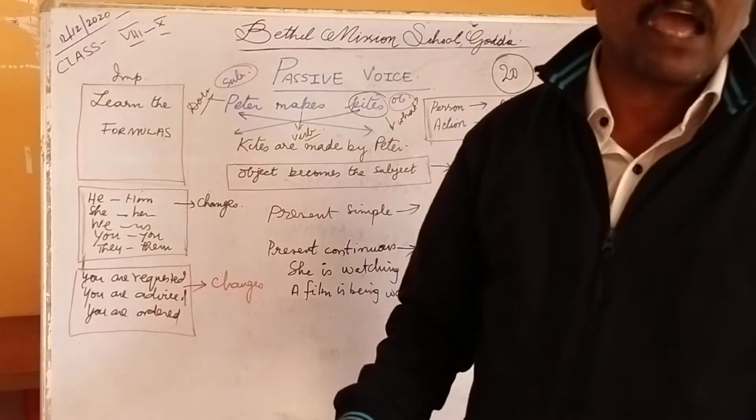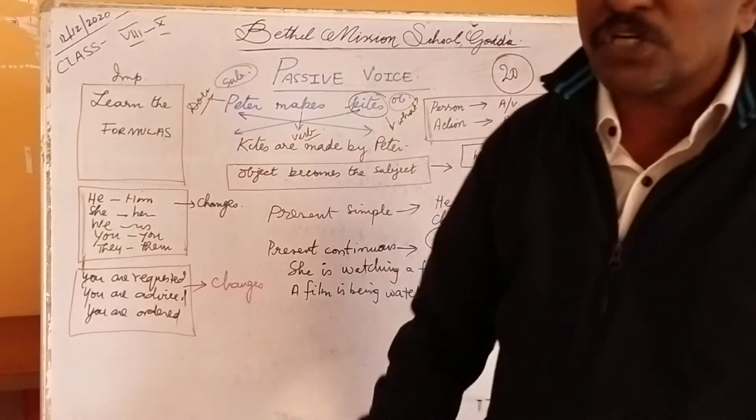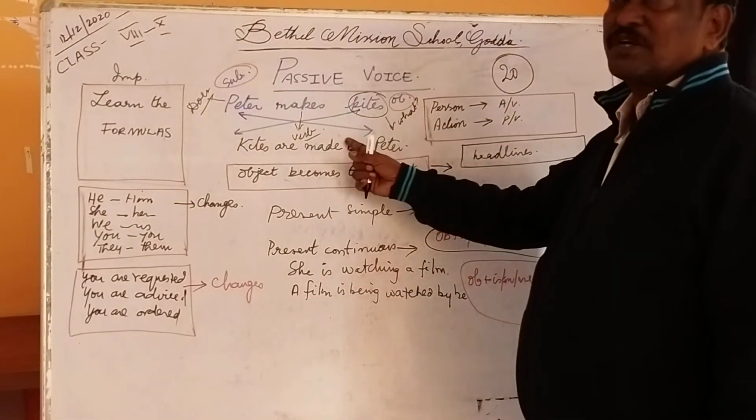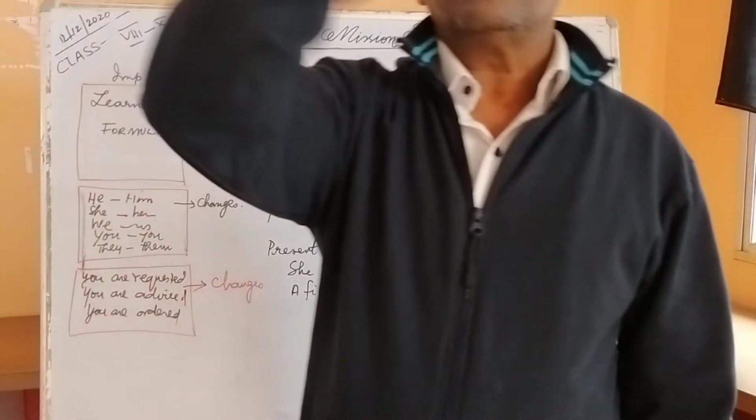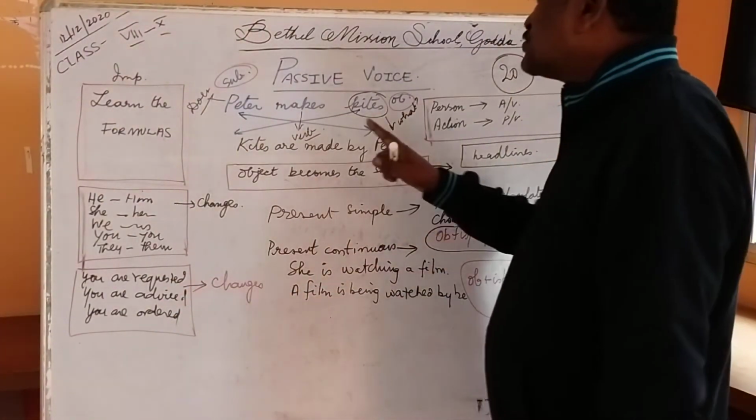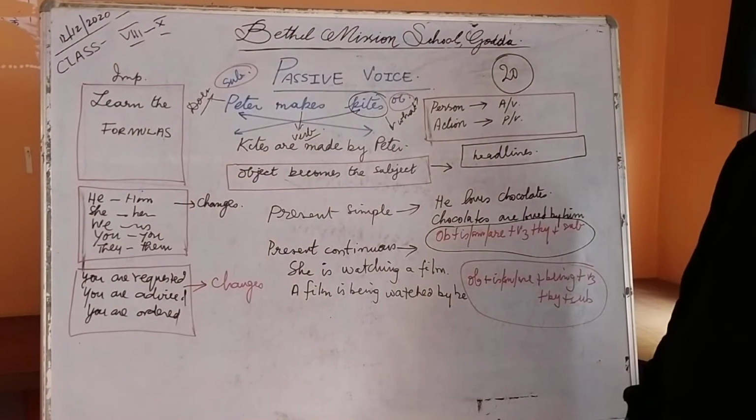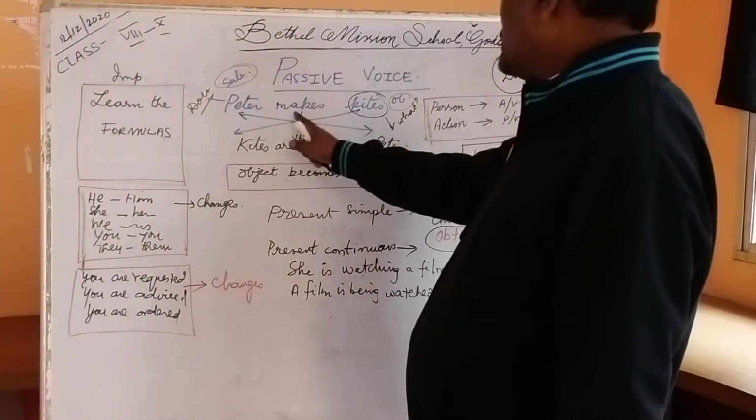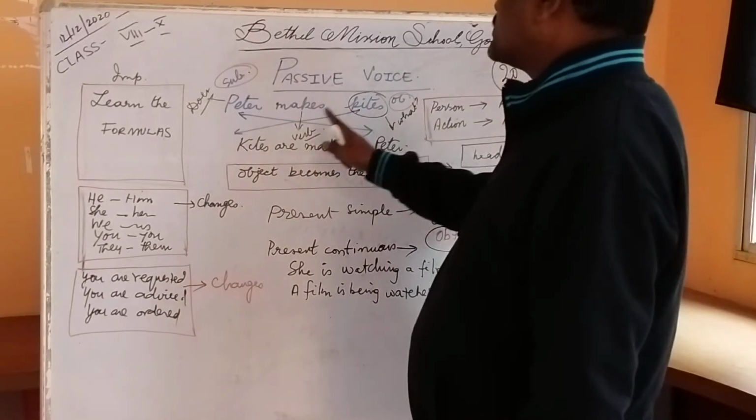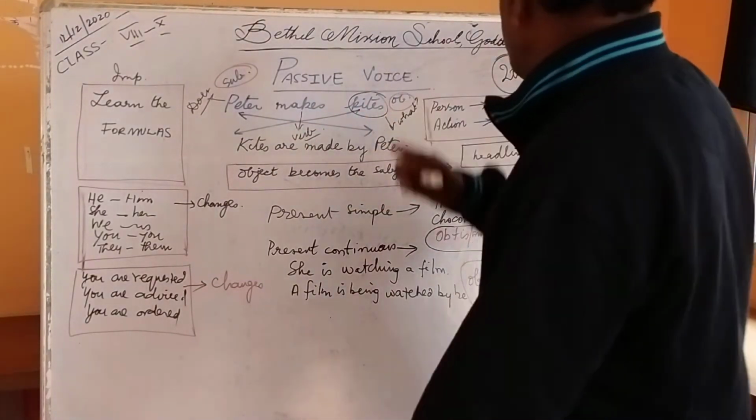It may take some time, but it is very important to go through the structure of the sentence and the change of the sentence, how the sentence is changed according to the formulas. So now look at this. Present simple. Peter makes kites. Kites are made by Peter.